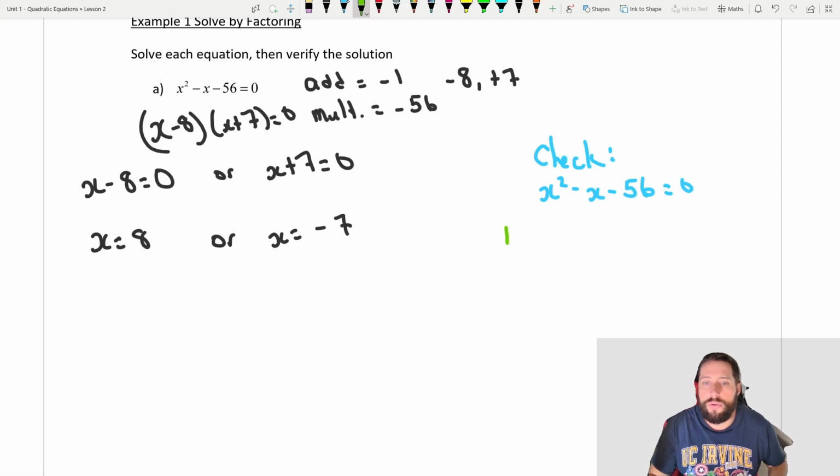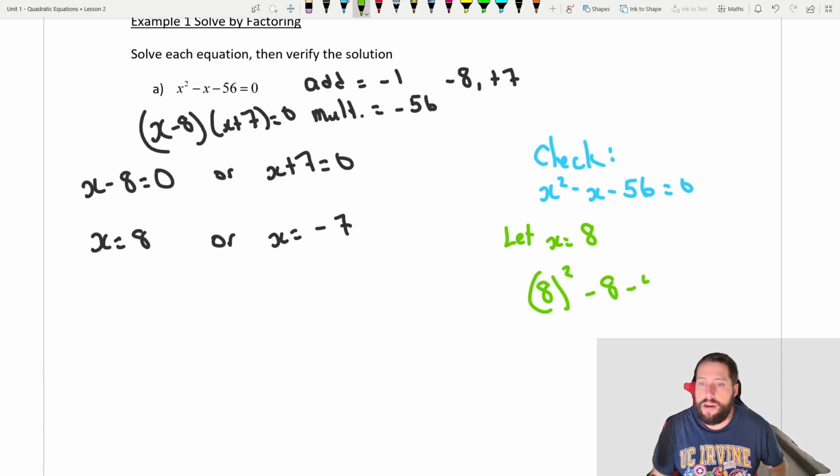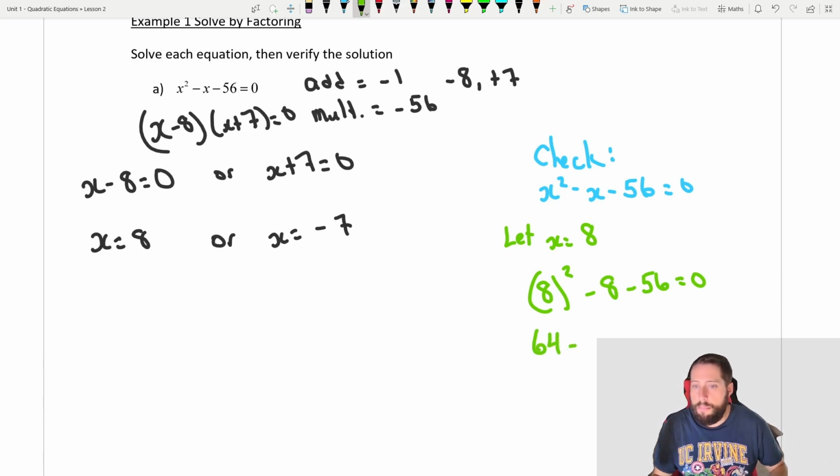To start off, we will let x equal 8. So we will substitute the 8 in. This is now 8 squared minus 8 minus 56 is equal to 0. 8 squared is 64, minus 8, minus 56. That should be 64. And look at that, we have 0 equal to 0, so that's good.